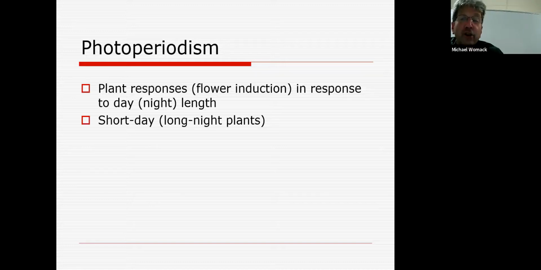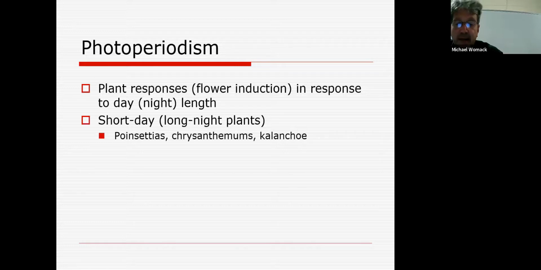And some of those plants you're going to see as we talk about the long day, short night plants. That's what we call a lot of those plants that bolt in the spring gardens down here. That's your spinaches and lettuces and stuff like that. They're long day or short night plants. So poinsettias, chrysanthemums, kalanchoes are good short day plant examples.